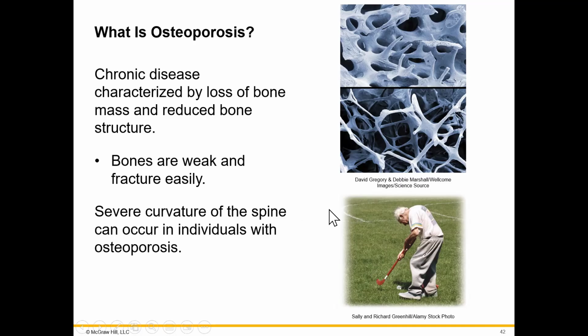People with osteoporosis have weaker bones. They're at more risk for falls and fractures. About 10 million Americans have osteoporosis, and about 43 million Americans are at risk for osteoporosis. It occurs more often in females than males, and that has to do with the hormonal factor related to being female.